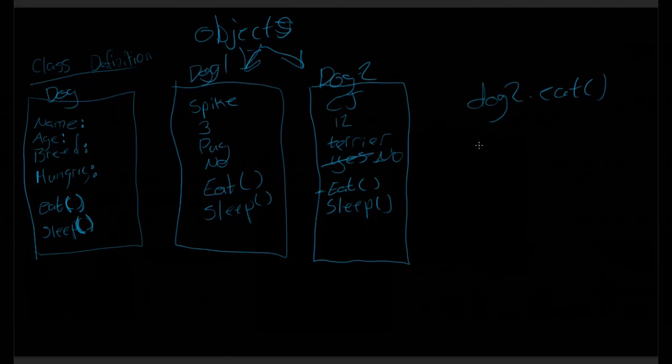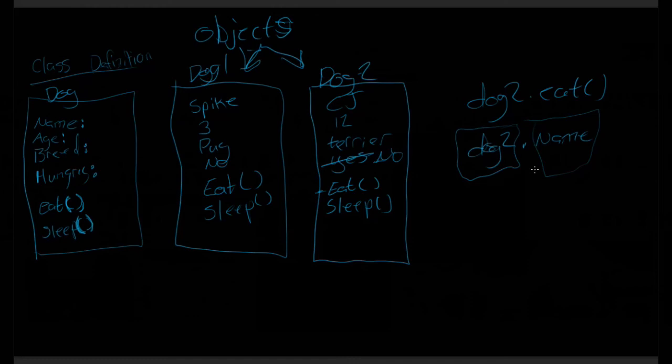Or we could ask it to print out dog2 dot name. And this isn't actual syntax, but we could tell something like this. So this is our object, and these are our attributes and the methods.